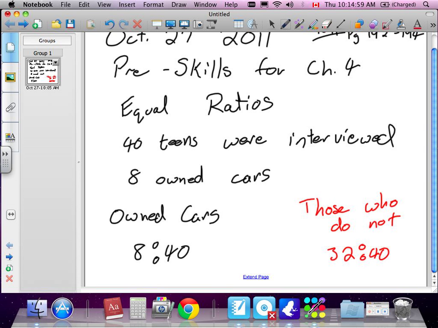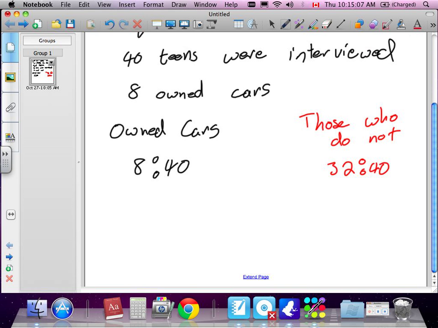What we're going to do now is estimate, if more people were interviewed, how many would have answered yes. So we'll say question A. If 100 people were interviewed, spell that word right. If 100 people are interviewed, we need to figure out, of those interviewed, how many would own cars.